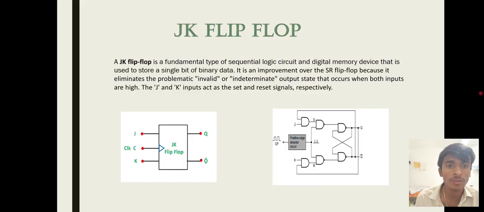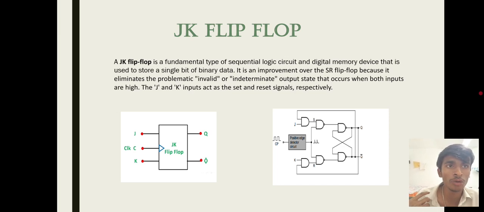The JK flip-flop is an advanced sequential logic circuit that overcomes limitations of the basic SR flip-flop by eliminating invalid states and adding toggling capability. It has two inputs J and K along with a clock input, and it has two outputs. The JK flip-flop is a fundamental type of sequential logic circuit and digital memory device that is used to store a single bit of binary data.